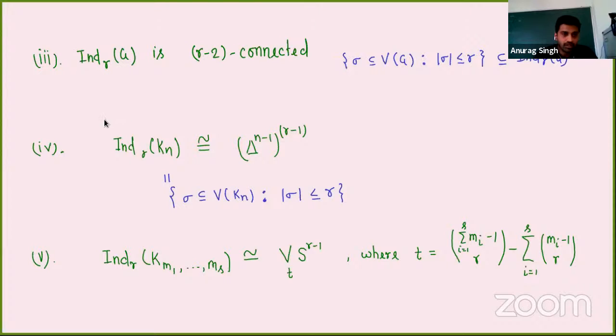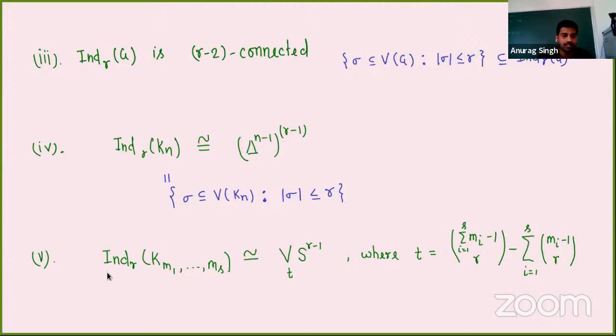And as Professor Bigura asked, what is the Int_1 of Kn? There were some isolated vertices. What is Int_r of Kn now? Int_r of Kn comes out to be the (r−1)th skeleton of the simplex Δ_{n−1}. This simplex is a simplicial complex which has only one facet, and the cardinality of the facet is n. So this is the (r−1)th skeleton of Δ_{n−1}.